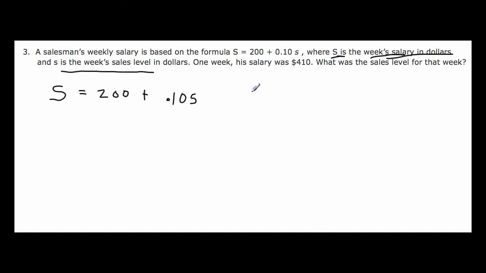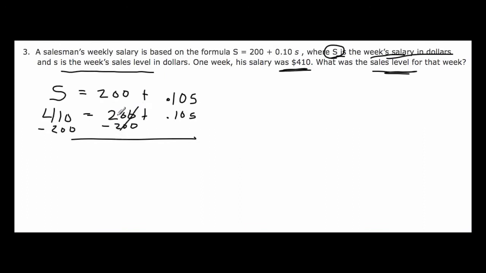So my salary is 410. Well, S represents the salary, so that's going to go here. Then I'm taking 200 plus 0.10 times s, and I don't know how many things I sold. What was the sales level? So I'm solving for a small s, and that's just a two-step equation. I'm going to subtract 200, that's my initial salary, what I make if I don't sell anything. So I make $210 by selling stuff.